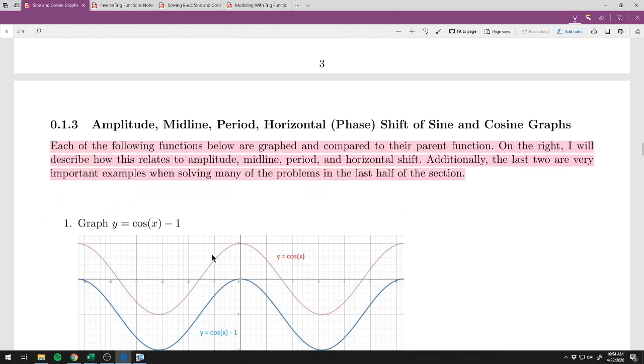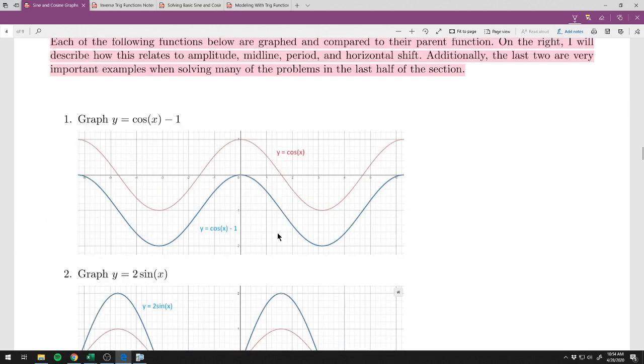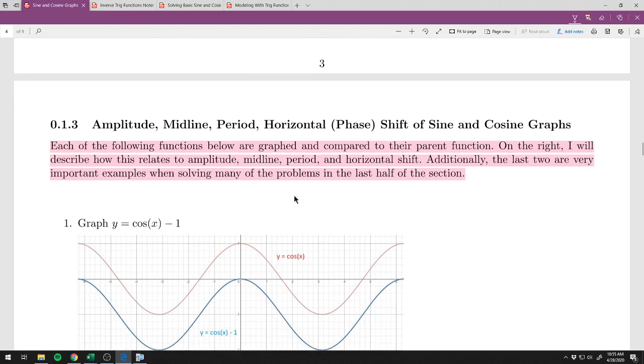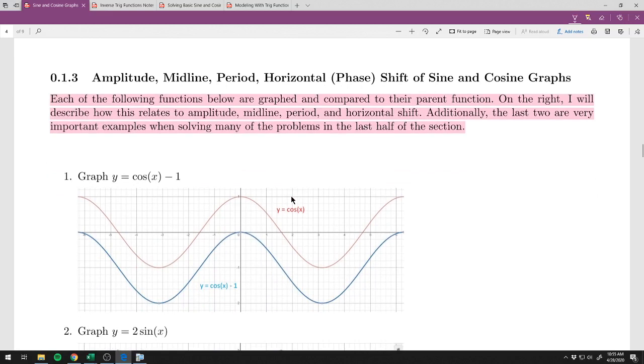All right, so the next thing, we kind of talked about this. I'm not going to go in detail. I just had pictures in here to show you. But one at a time, I wanted to display what the midline, the amplitude, the period, and the horizontal or phase shift do. We really looked at it all at once in the last picture, and I can definitely understand that, never having seen this before, it could be overwhelming. But if we just do one at a time now, hopefully it makes more sense.